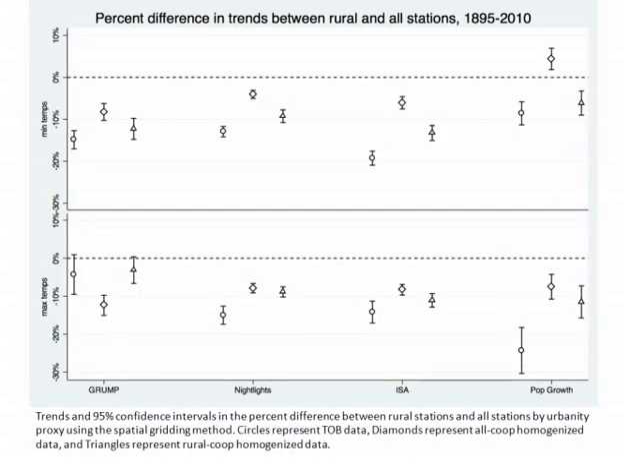Here's if we look at the difference between rural stations and all stations, and I apologize, the confidence intervals in this graph are abnormally small because there's collinearity between rural and all stations that needs to be corrected, but the means are accurate here.